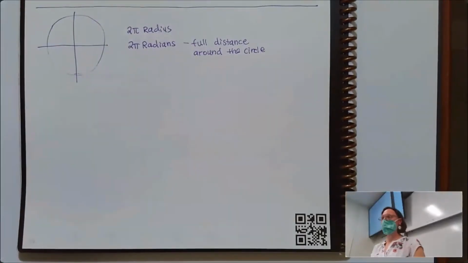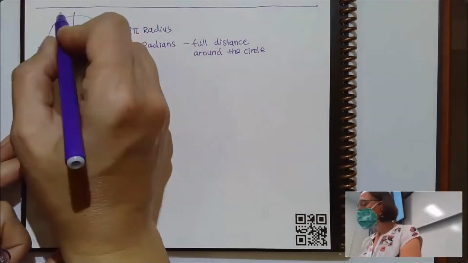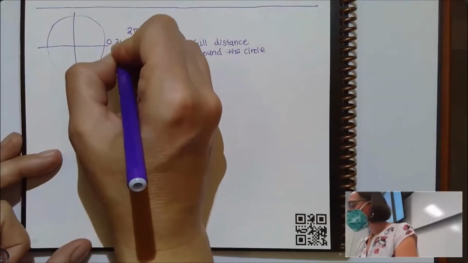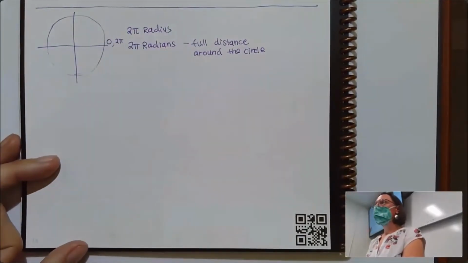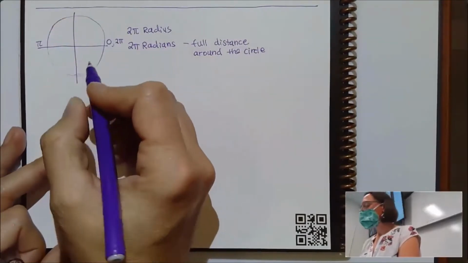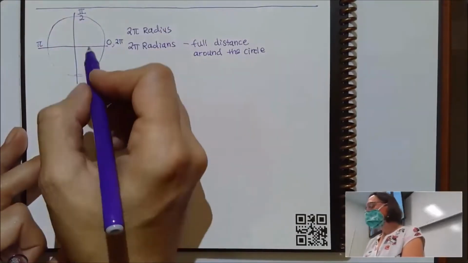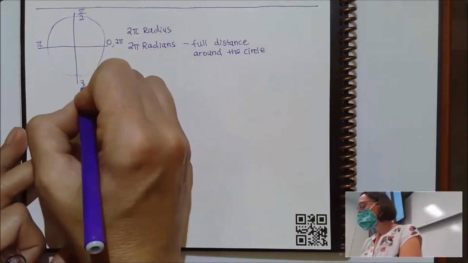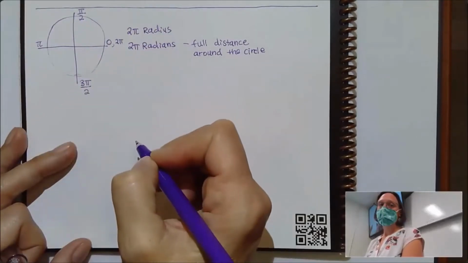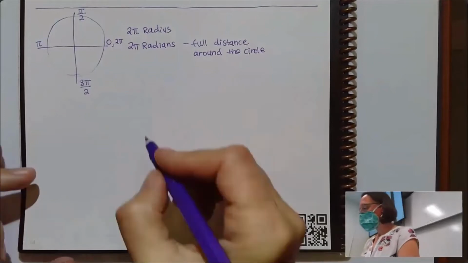So now when we think about the unit circle, we're still going to start in the same place. So that's going to be 0. But when we travel all the way around, we end up at 2 pi. That means that if we only traveled halfway around, we're at pi. If we only traveled a quarter of the way around, we're at pi over 2. And if we traveled 3/4 of the way around, we're at 3 pi over 2. And all of our angles in between, we can think about as fractions of a full circle, or fractions of the circumference.